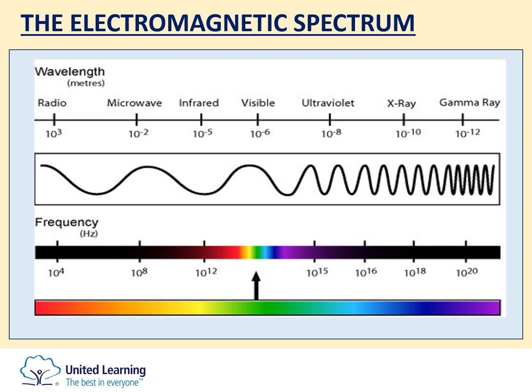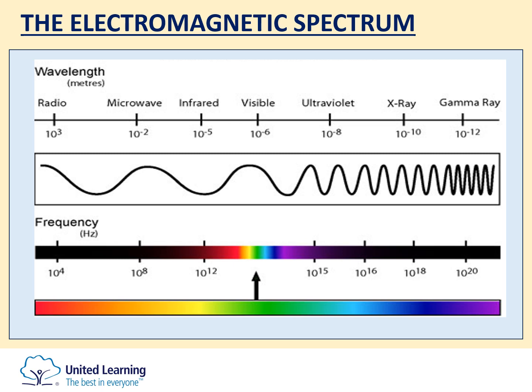The visible part of the spectrum is a very small section in the middle there, which I've expanded out at the bottom, and you can see the different colours of the visible spectrum. So red light has the largest wavelength and the lowest frequency. Violet light has the smallest wavelength and the highest frequency of the visible part of the spectrum.